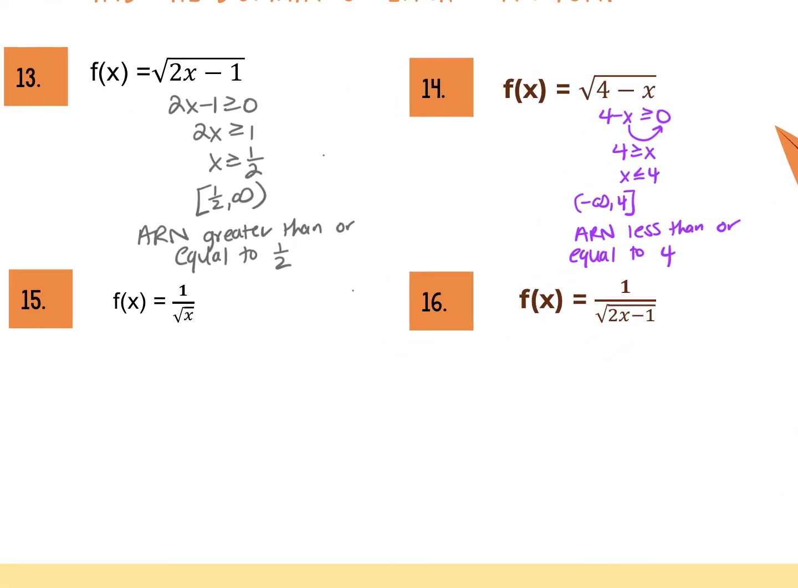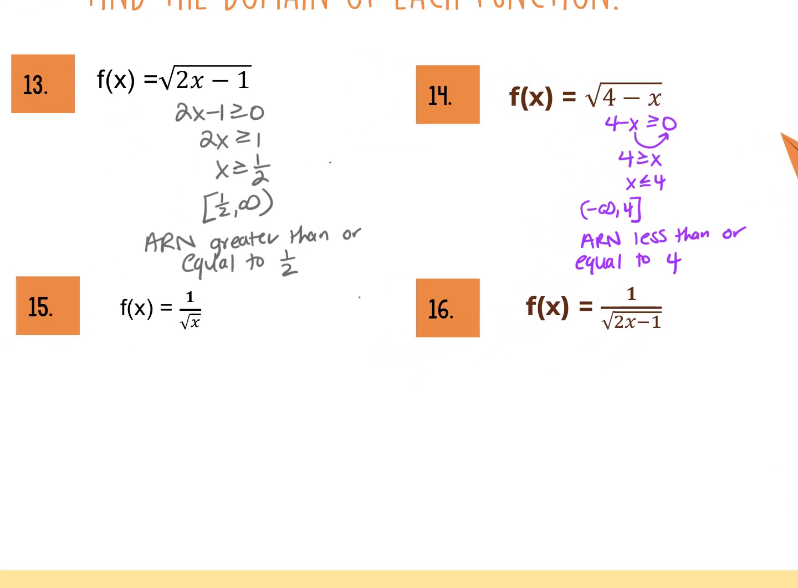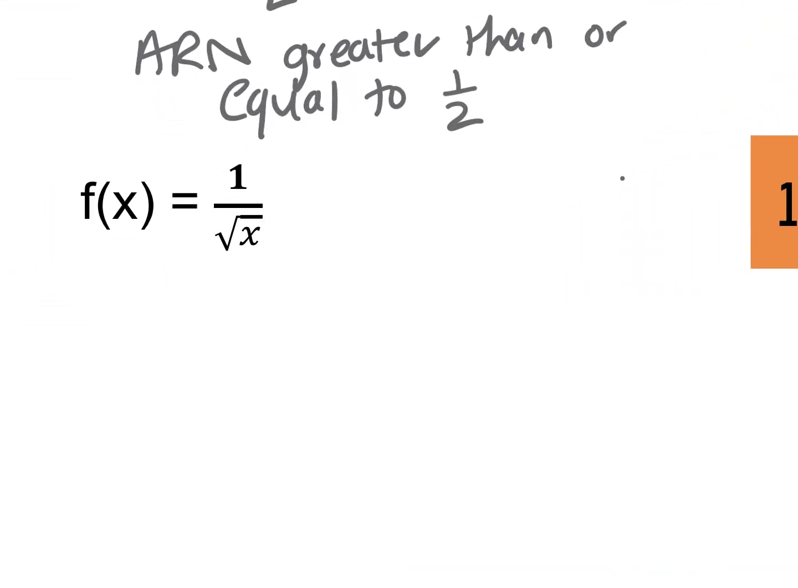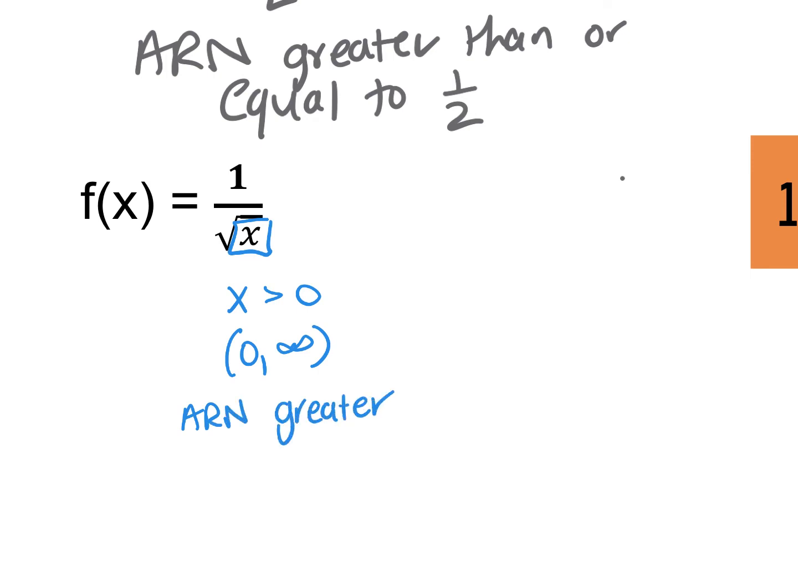All right, now 15 and 16 are the combination of the two restrictions. There's a variable in the denominator underneath the square root. So I look at what's in the bottom, and it can no longer be greater than or equal to 0. It's just greater than 0. So this one has nothing to solve. It would be 0 with a parentheses to positive infinity, or all real numbers greater than, not greater than or equal to, 0.